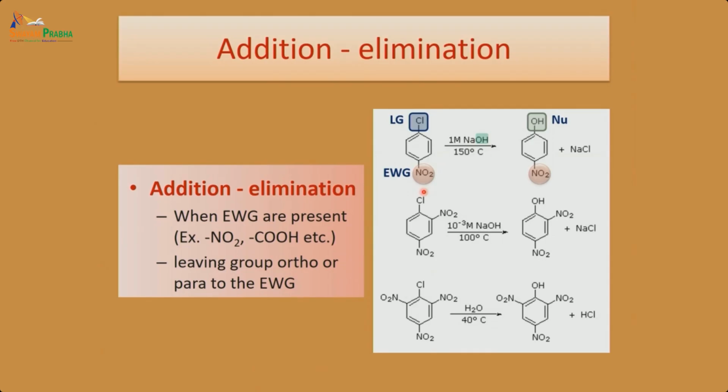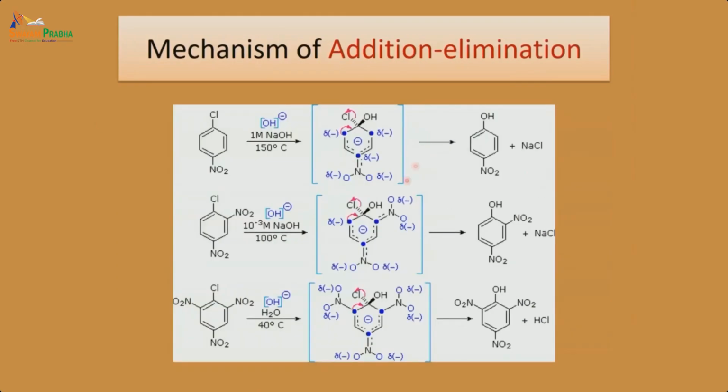So let us look at the step-by-step mechanism of how this reaction occurs. In the first step, the nucleophile OH minus adds to the aromatic system and the halogen leaves. During that time, the charge separation actually occurs. The charge separation is stabilized by the nitro group. And then finally the OH is attached and the chlorine leaves. So this is the substitution occurring at this carbon.